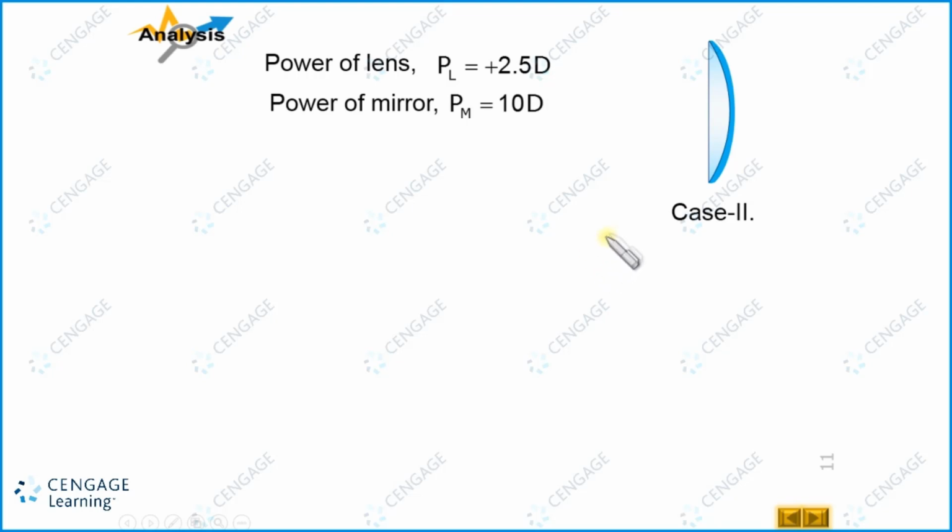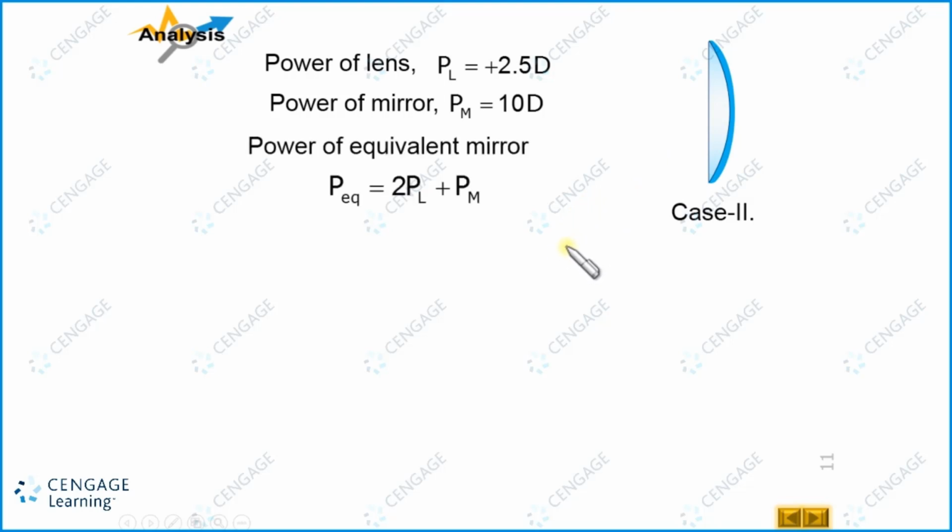Now we can observe here again the ray interacts twice with the lens and once with the mirror. So here we can write the power of the equivalent mirror equals 2PL plus PM. Now PL equals 2.5, PM equals 10. Now this is 15 diopter.